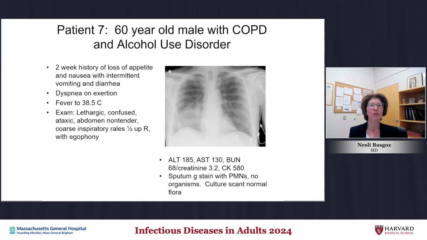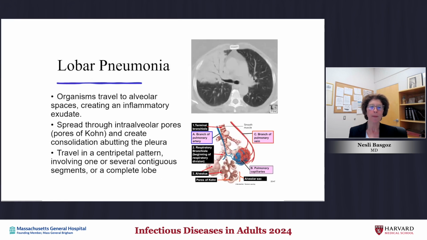I'm going to end with patient 7, who's a 60-year-old male with COPD and alcohol use disorder. He presents with prominent GI symptoms and pneumonia. And you can see here that his transaminases are elevated. He has acute kidney injury. He has an elevated CPK and a sputum that has inflammation, but no organisms on culture.